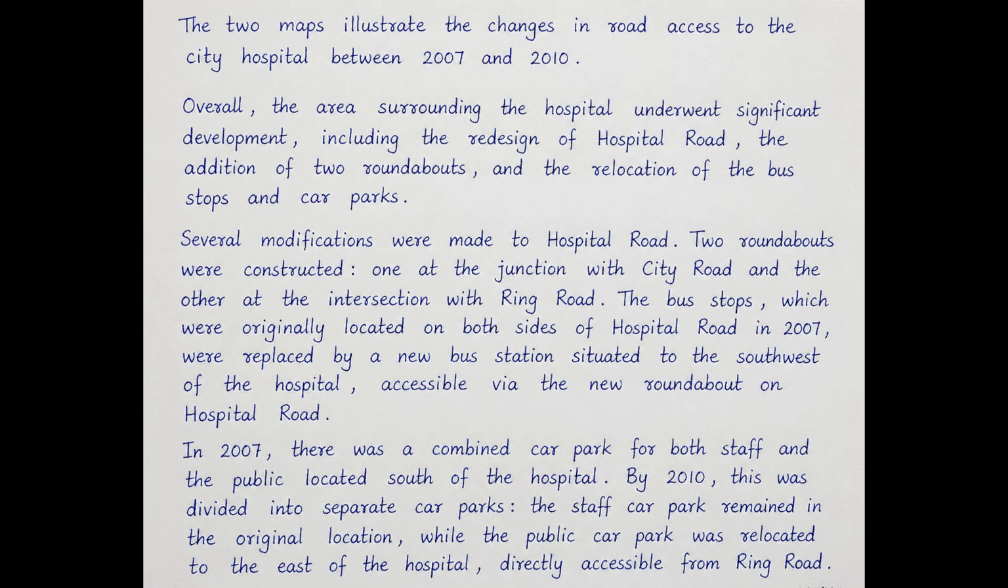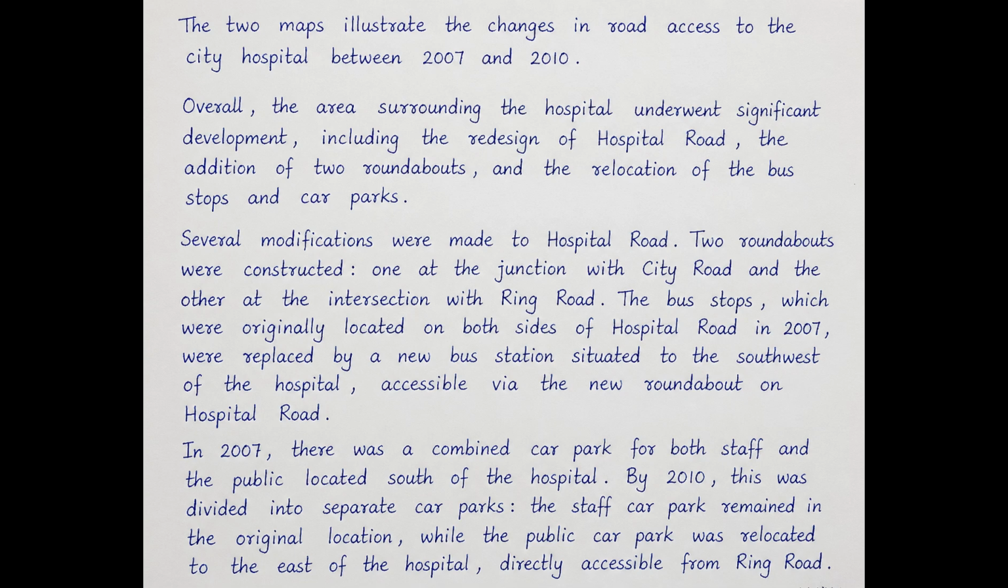This is one of the most important parts. Write a general summary of the biggest changes without too many details. For this map, the overview includes major road redesign, construction of roundabouts, relocation of bus stops, changes in car parking areas. The overview helps the examiner quickly understand the main developments.